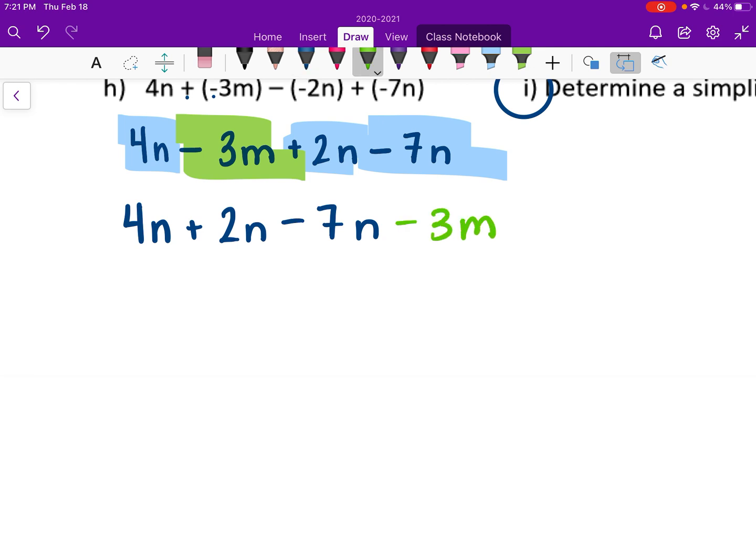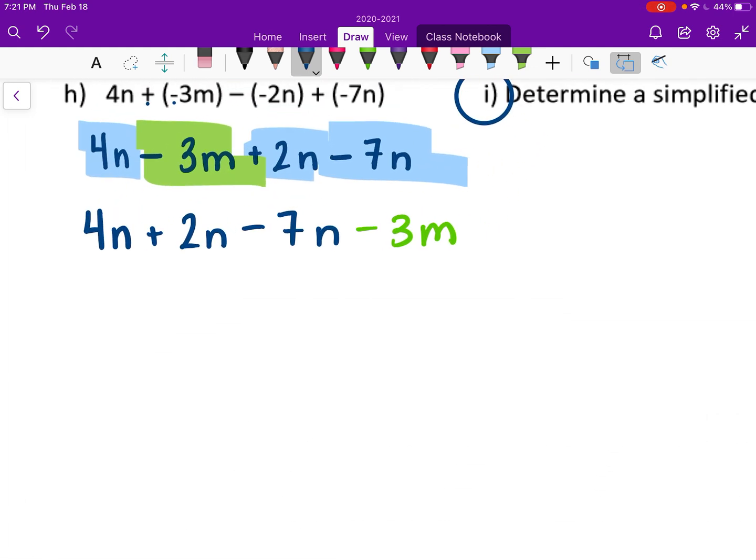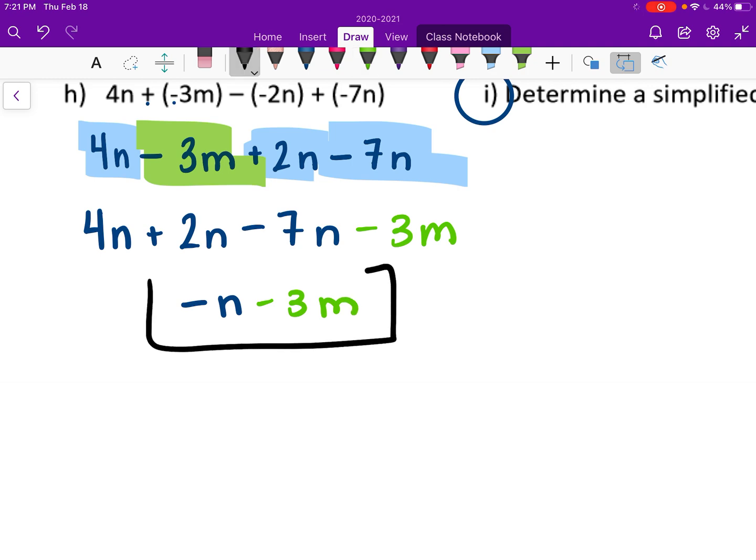You have to make sure you're collecting all the right terms. So you have 4 plus 2 minus 7, which leaves you with negative 1, right? Negative 1, so I'm just going to write it as negative n. And then the 3 doesn't have a partner, so we're just going to leave it as 3m. Okay, and that's my answer.